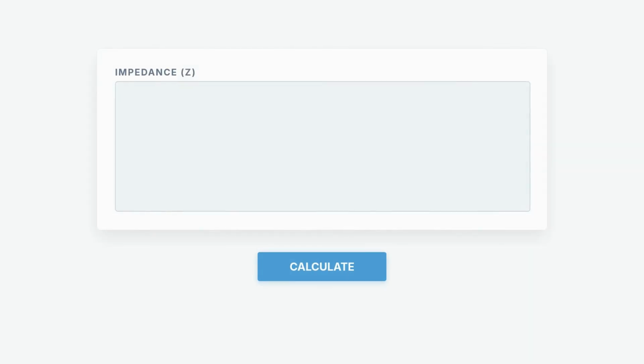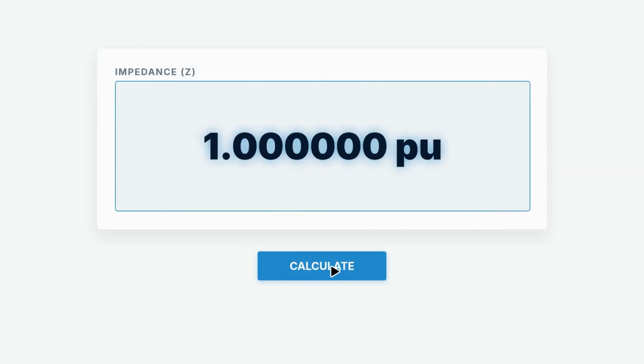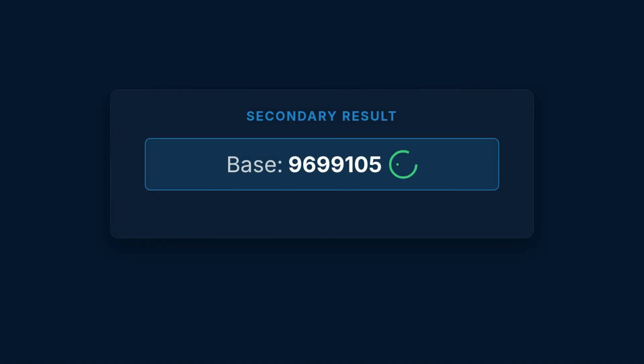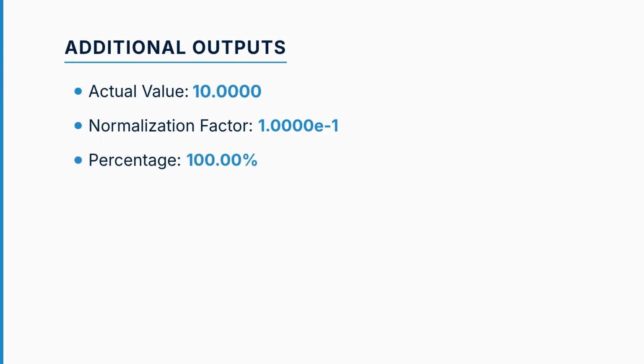After clicking Calculate, the primary result shows 1.1000 pu, which is our impedance in per unit. The secondary result displays base, 10,000, confirming our base value. Additional outputs include the actual value, 10,000, a normalization factor of 1,000 E1, and percentage, 100,000%.